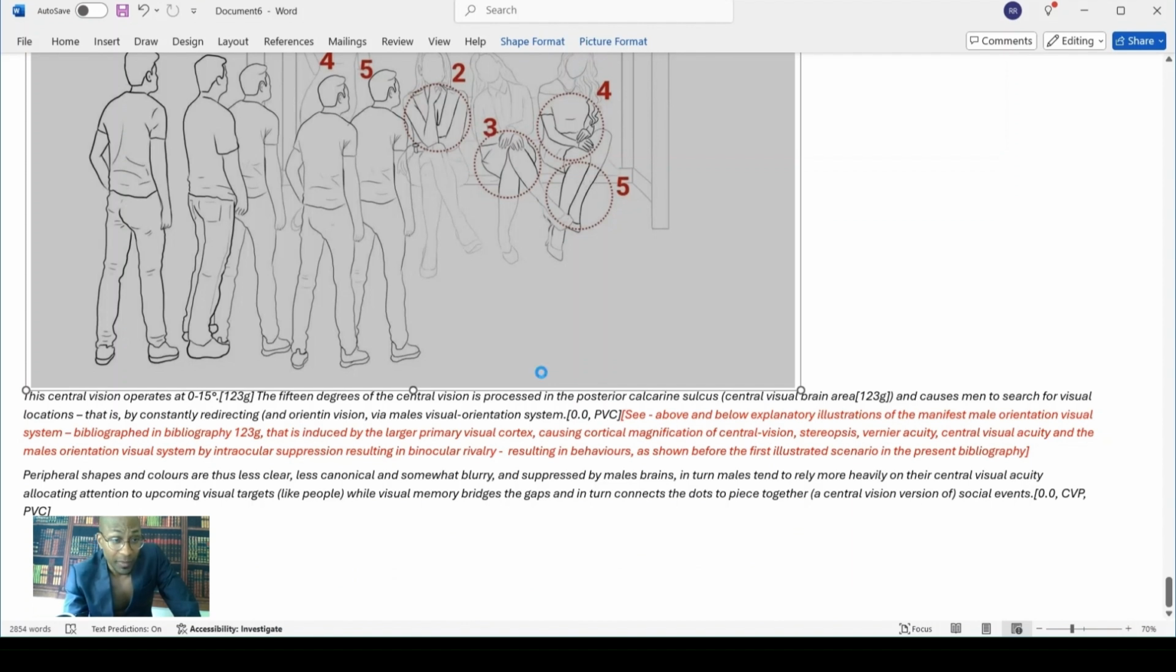And this central visual version of the world operates a 0 to 15 degree field of vision, which is to say that the visual locations are being constantly redirected. This is to say that the male has to constantly reallocate and reorient his visual attentionality and pre-allocate his visual attentionality to different visual locations, and then again reorient his central visuals. The males have what is called a central visual orientation system, whereas females have a peripheral global visual system, which is called a landmarking visual system.